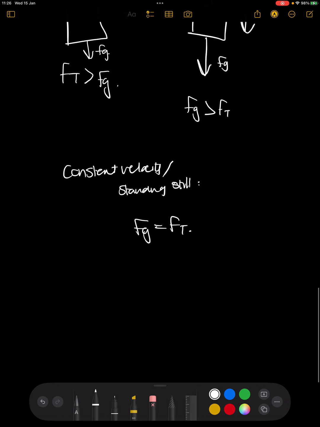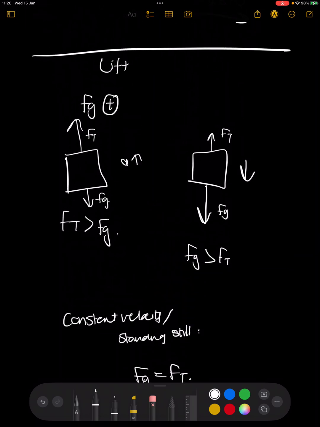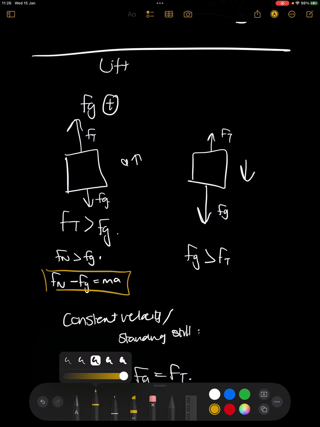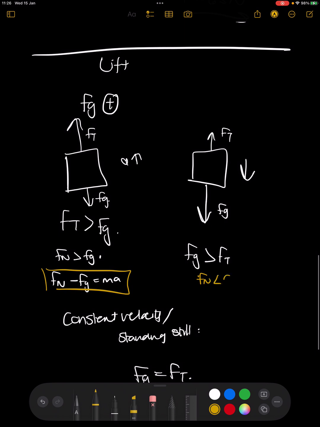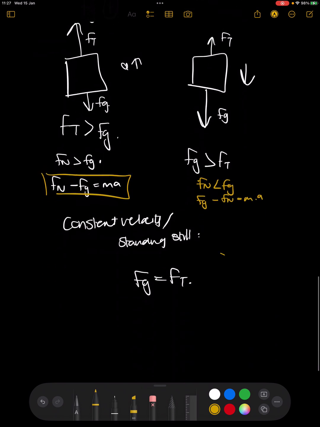Right, so if we think about a scale, when something is moving upwards, my normal force is going to be greater, so here my Fn would be greater than my Fg. So my Fn minus my Fg is going to be equal to mass times acceleration. Right, I need to remember that. For this one, where it's accelerating downwards, it means that my normal force is smaller than my gravitational force, which means that my gravitational force minus my normal force is equal to mass times acceleration. And in this case, my gravitational force is equal to my normal force.